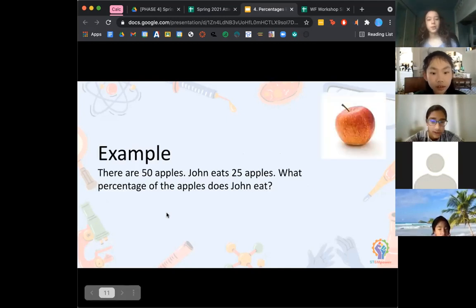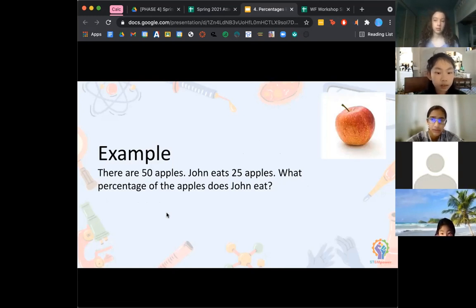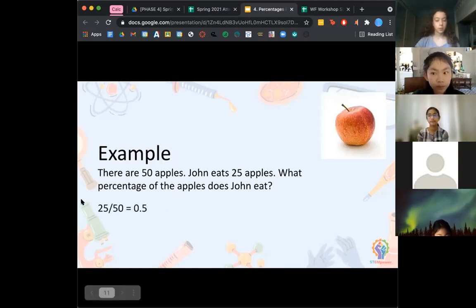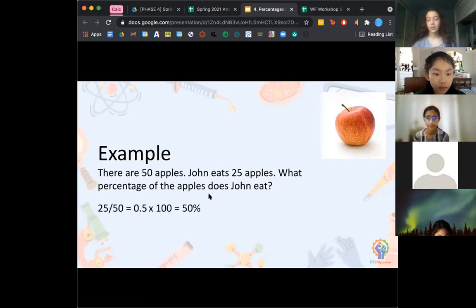So here's a good example. If there are 50 apples and John eats 25 apples, what percentage of the apples does John eat? Take a stab at answering this? I think it's 50%. Great. Do you want to explain how you got there? I know that 25 is half of 50 and 50 is half of 100. Yeah, awesome. Okay, yeah. So 25 divided by 50 is 0.5, which is 1/2, just like you said. And then you multiply that by 100, you get 50%. Awesome.